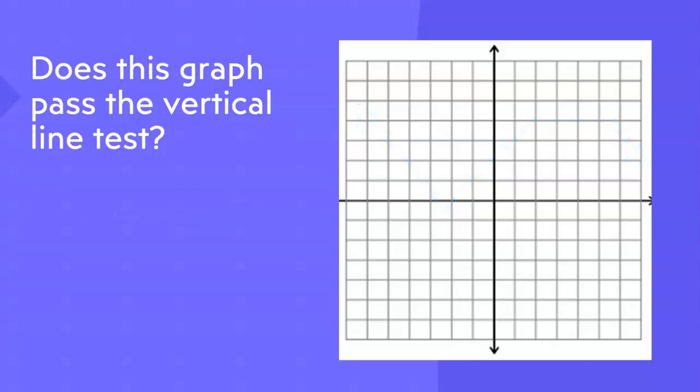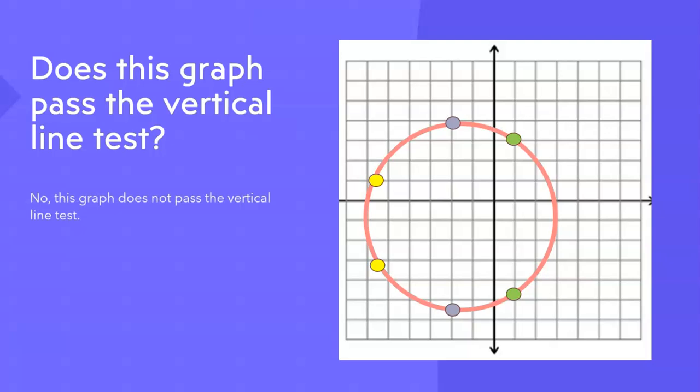This graph could pass the vertical line test. It is a function. This graph could not pass the vertical line test because it could hit the vertical line at 2 points at any point in the graph, so it is not a function.